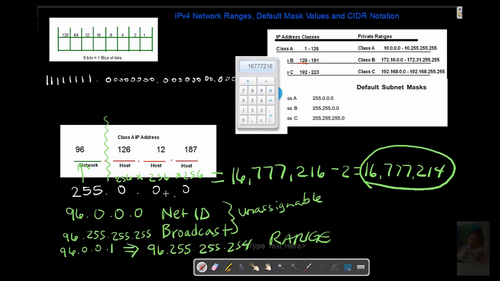So we have seen at this point in time how to take a mask, how to take a range, determine a class, from a class determine how many hosts can be available in there, identify a network ID, identify a broadcast, and identify a range. These are all very powerful tools that we're going to need to use as we do subnetting coming up.